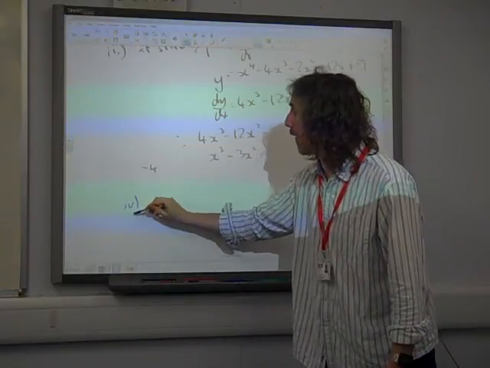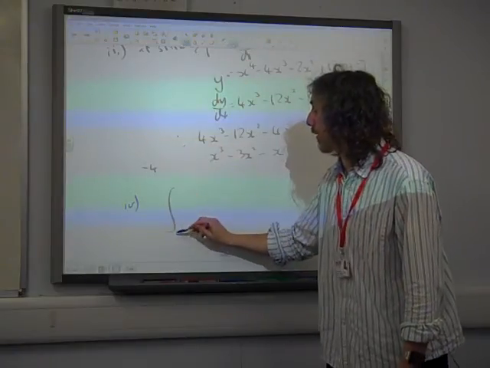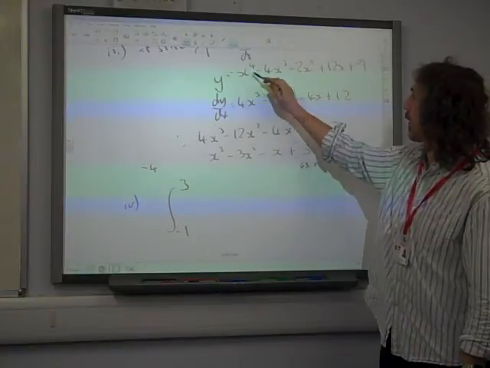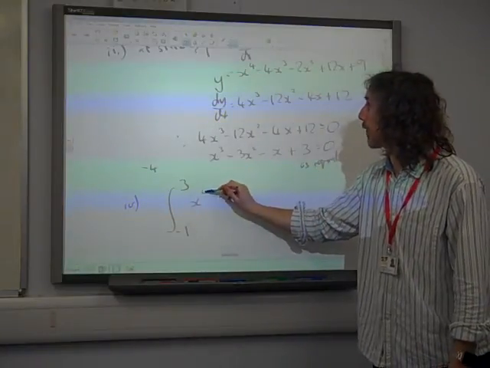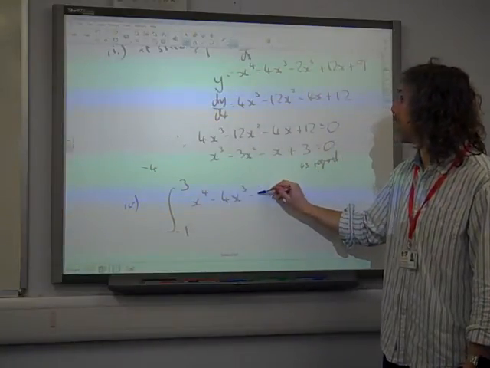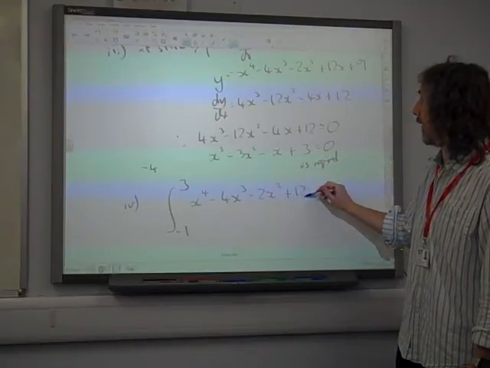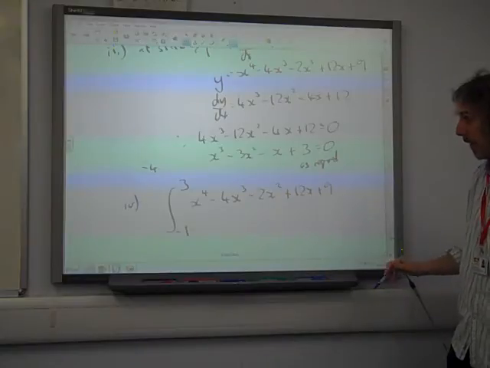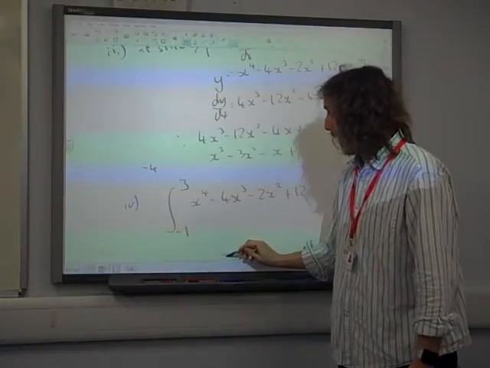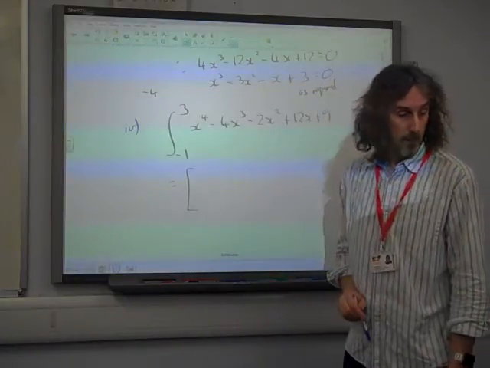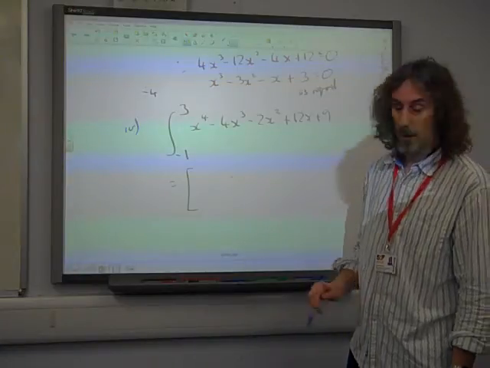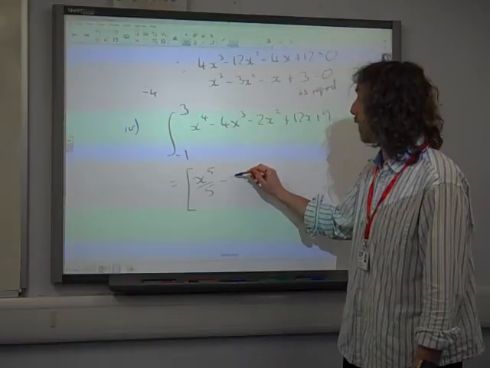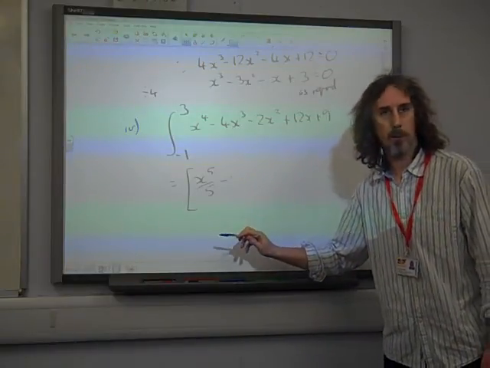Finally, for part 4, the integral from -1 to 3 of this curve, x to the 4 minus 4x cubed minus 2x squared plus 12x plus 9, because that's what it's asked us to find: the area underneath that curve. And so we've got a final integration question to deal with. Add 1 to the power, divide by the new power. I'm going to do this a little bit quicker because time's getting on.